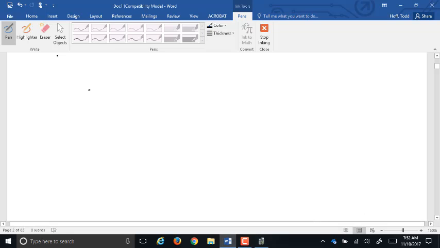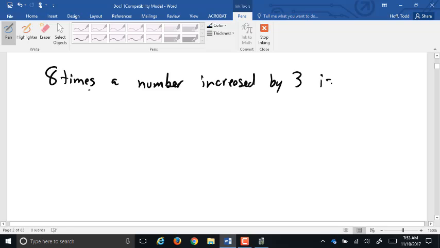Okay, so the next skill we want to review, we've talked about this a little bit, and this one's going to be a little bit more important to us. Eight times a number increased by 3 is 51.